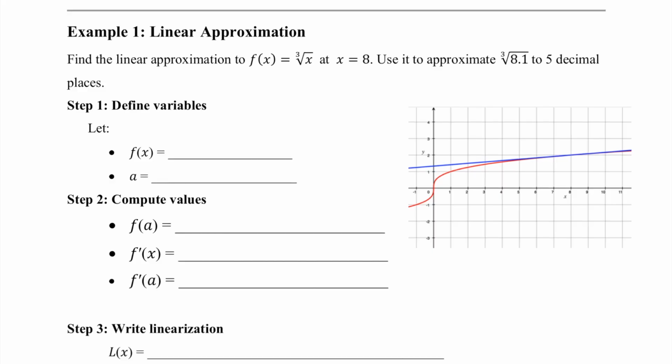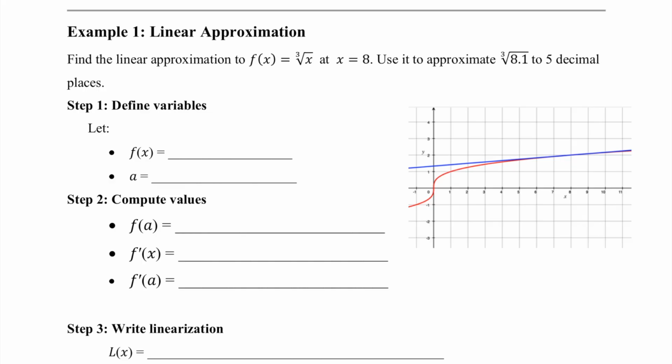Now, let's see how this works in an example. We're given f of x equals cube root of x at the point x equals 8. And we want to approximate cube root of 8.1.